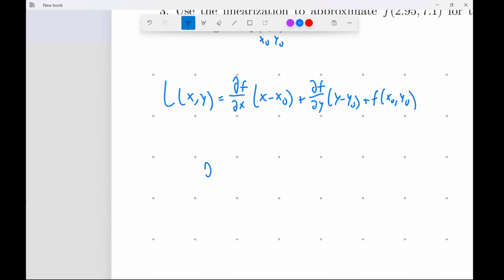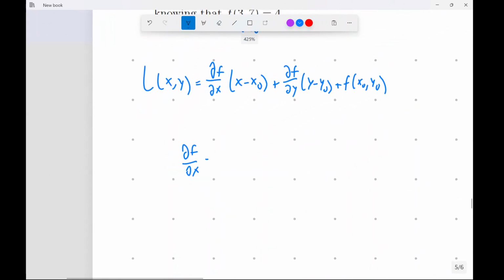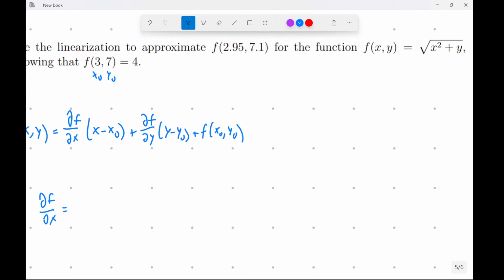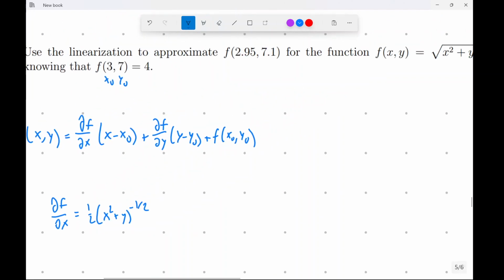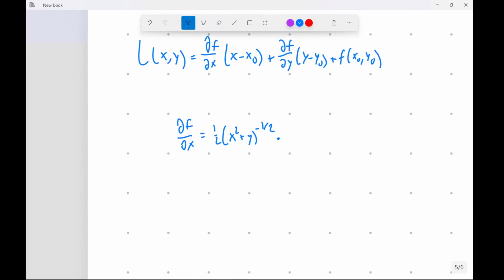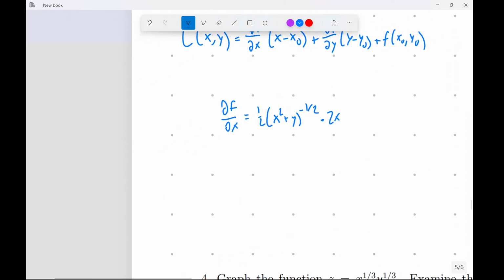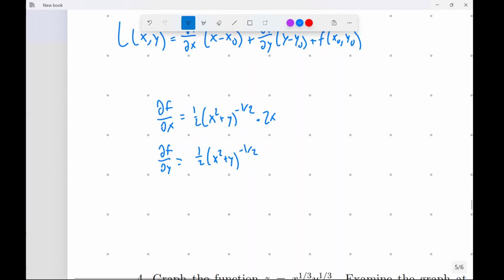Okay, so I need partial f partial x. That is equal to, the partial derivative of the square root is 1/2 times (x squared plus y) to the negative 1/2, I think. Yep. And then the derivative of the inside is 2x. Partial f partial y is again 1/2 times (x squared plus y) to the negative 1/2, but now the derivative of the inside is just 1. Okay.